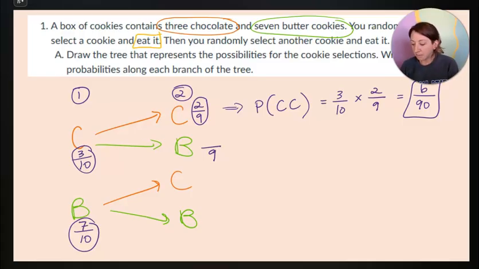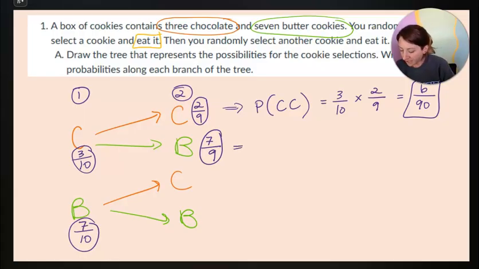We're wondering how many butter cookies are left in the box if I ate a chocolate on the first one. Well, that's still 7 because I haven't eaten a butter cookie. So there are still 7 butter cookies out of the 9 remaining. And so that's how we're getting these secondary probabilities. I'll call them secondary, but that's not really the name.